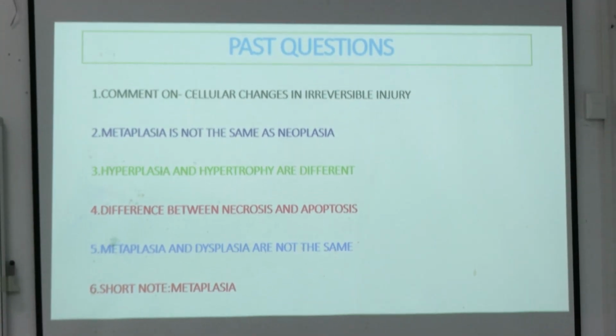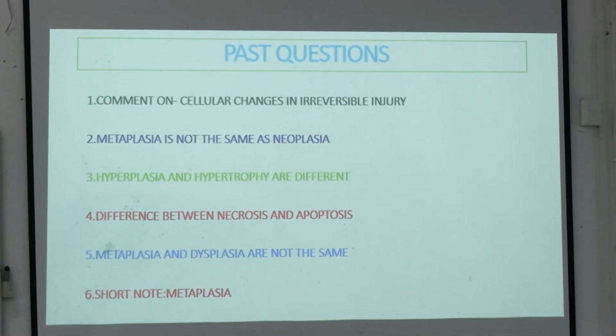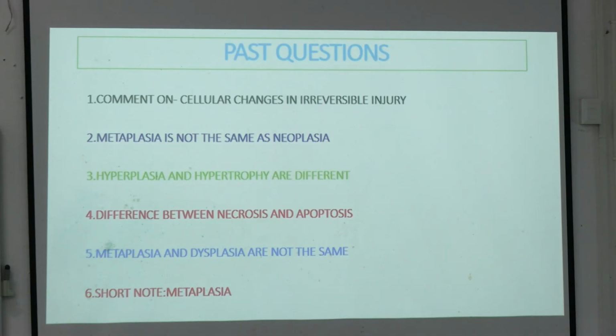Okay? So if I go to the past questions, most questions are seen in adaptation. Metaplasia is a favorite of the external examiners. So this will be the 28th day you have class, and comment on the cellular changes of irreversible cell injury. Okay, so morphological changes of reversible cell injury, morphological changes of irreversible cell injury, all these things you must know. Okay, so that's all.